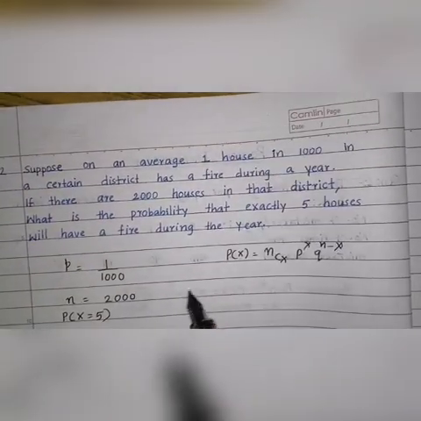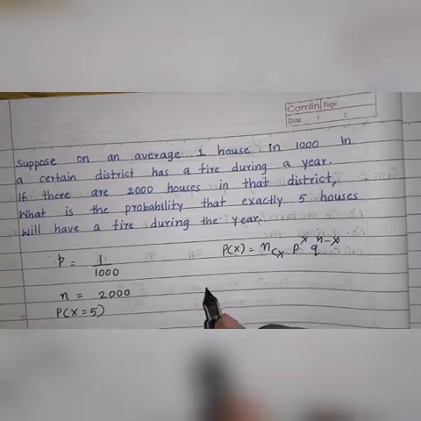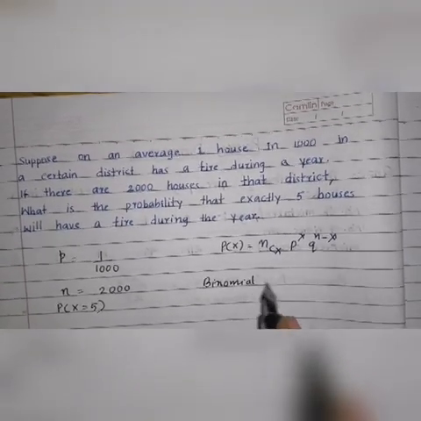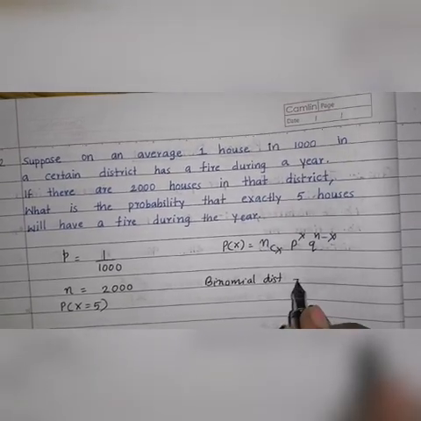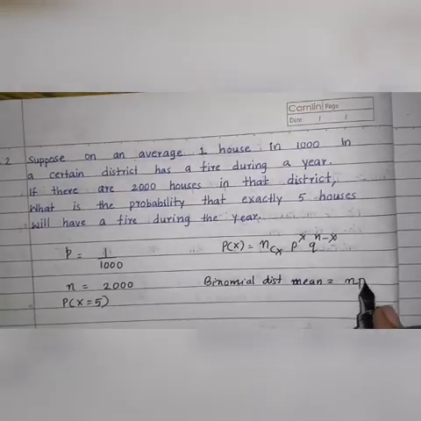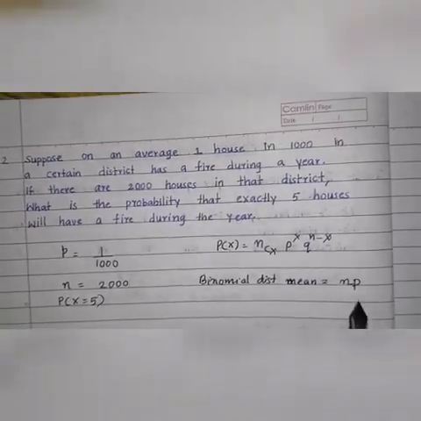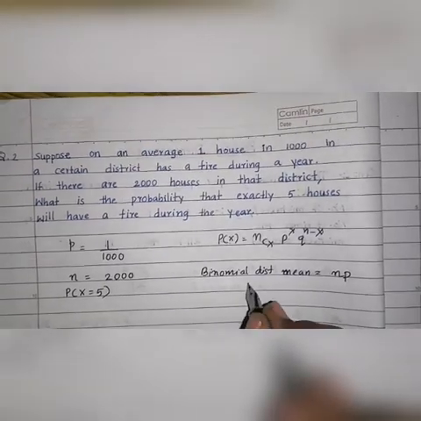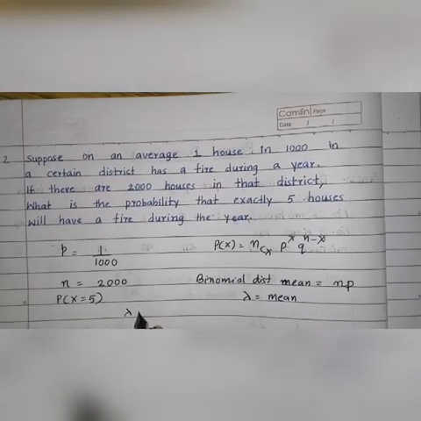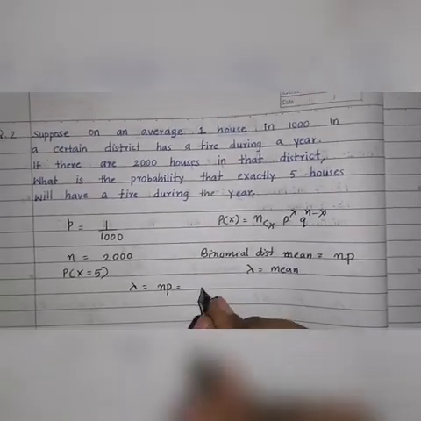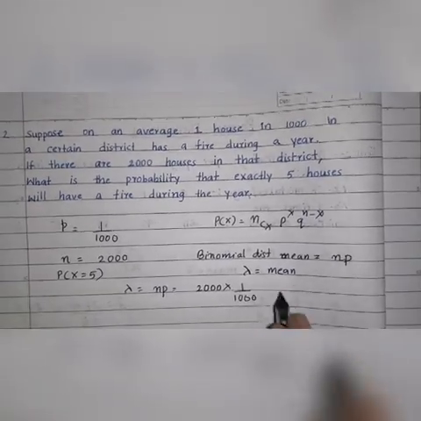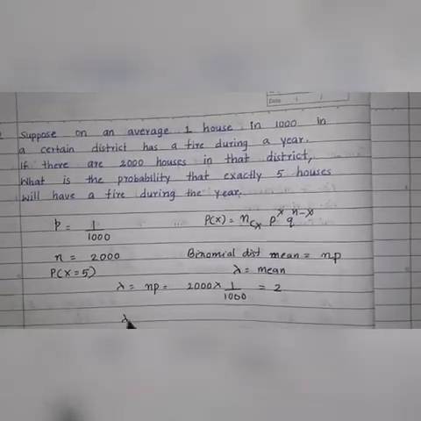So we have n and p. According to binomial distribution, the mean of binomial distribution is equal to np. And lambda is nothing but the mean. So let us calculate. Lambda is equal to np, which is equal to n is 2000 into p is 1 by 1000. So we get 2. Lambda is equal to 2.